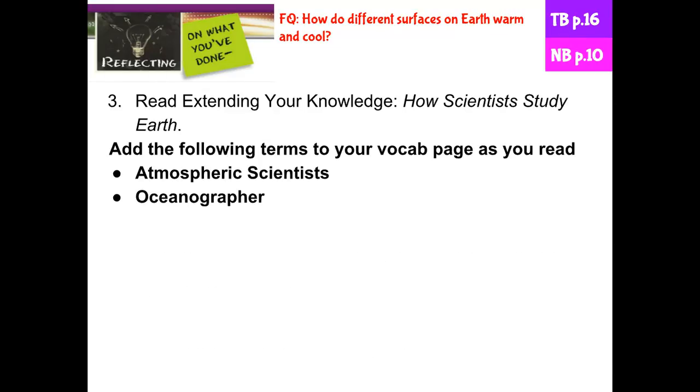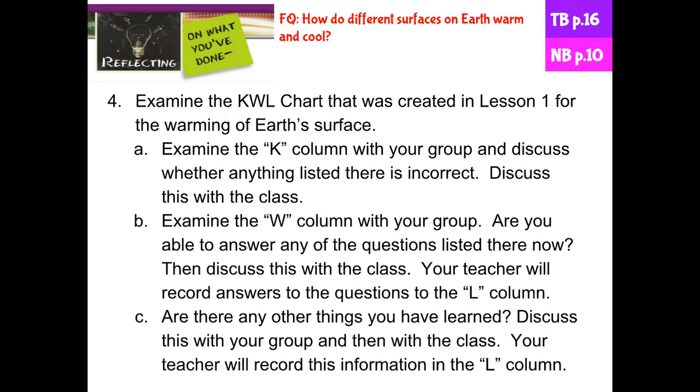And then you're going to read Extending Your Knowledge, How Scientists Study Earth. And you're going to add these terms to your vocab page: atmospheric scientists and oceanographer. Finally, you will revisit the KWL chart that we started in lesson 1. Your teacher will hopefully push that out to you through Google Classroom, and you will be keeping this electronic document.